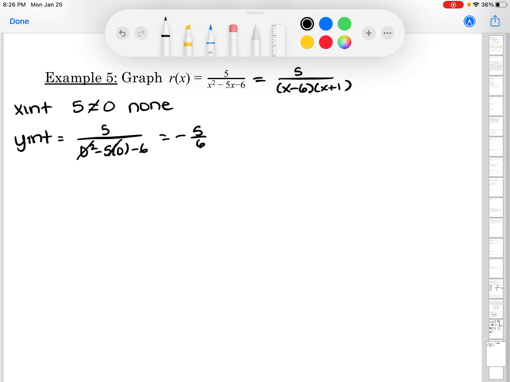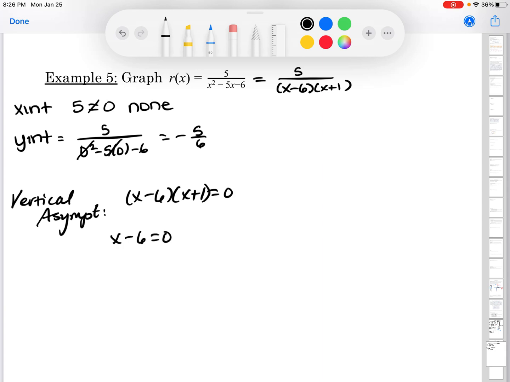Okay. To get the vertical asymptote, what we're going to do here is set the denominator equal to 0. x minus 6 times x plus 1 equals 0. So set each one equal to 0 using the zero product property. So x is 6, x is -1.